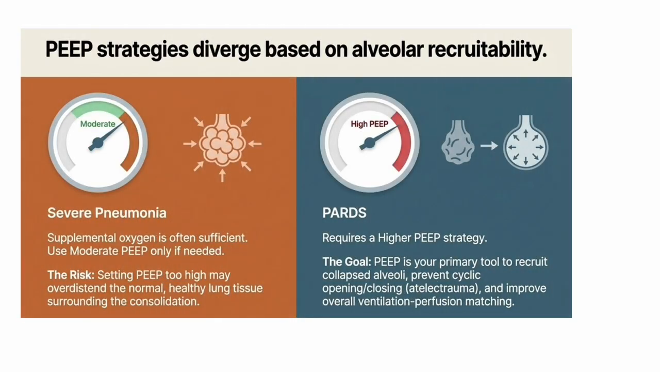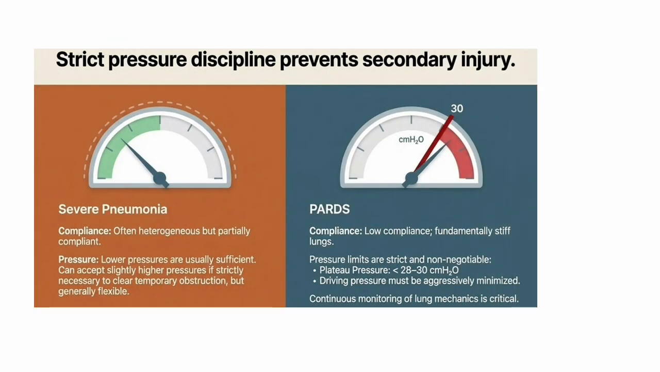Positive end-expiratory pressure is different too. In pneumonia, too much PEEP may harm the normal lung. In ARDS, PEEP is life. It keeps alveoli open. It prevents collapse with every breath. Pressure also matters. Pneumonia may tolerate it. ARDS does not. Plateau pressure must be limited. Driving pressure must be respected. Because in ARDS, pressure becomes injury.